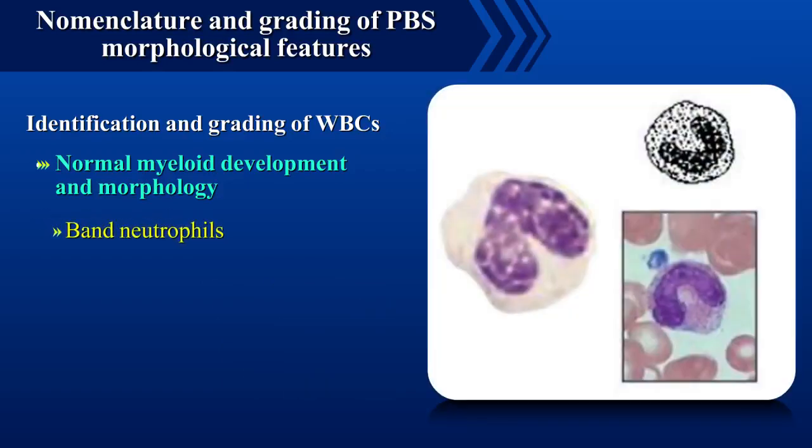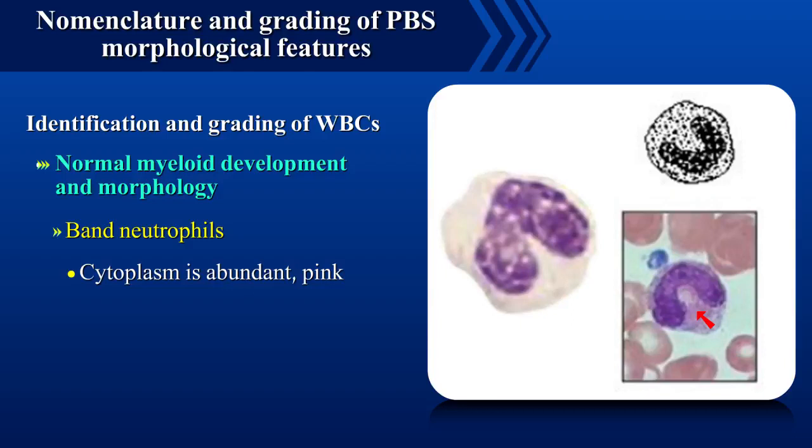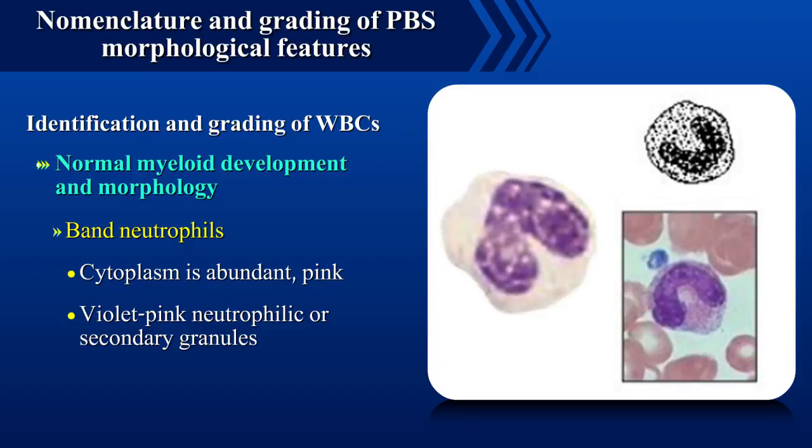Band neutrophils are 10 to 14 microns in diameter and have a nucleus that is non-segmented or has rudimentary lobes that are connected by a thick band rather than a thread. Cytoplasm is abundant, pink and contains many small violet to pink neutrophilic or secondary granules distributed evenly throughout the cell.